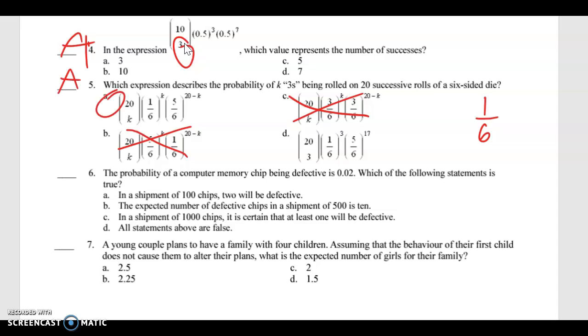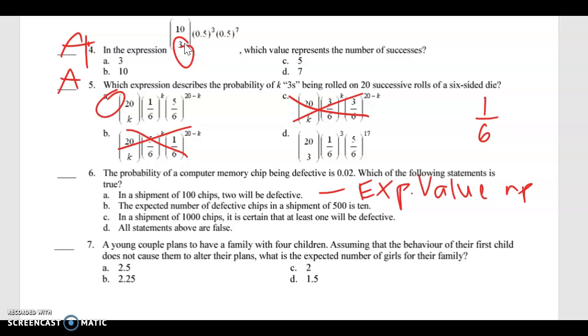The probability of a computer memory chip being defective is 0.02. Which of the following statements is true? In a shipment of 100 chips, 2 will be defective. Now, this is not a true statement, but it does bring us to something called the expected value. The expected value of a binomial random variable is n times p. By that, I mean if you multiply the number of trials by the probability of success, you will get that. The success here is being defective, which is 0.02. 100 times 0.02 is 2. That's the expected value, the mean value. That doesn't mean that it always happens. If it was always exactly 2, then we would know that, and it wouldn't be binomial. It would be something different.